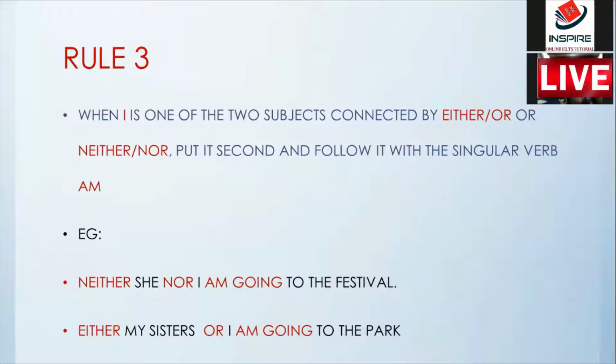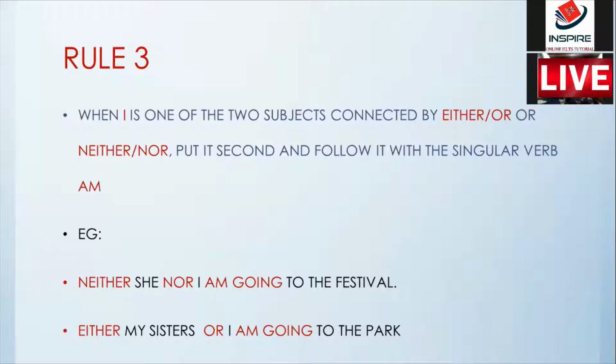If there are two subjects, they can be singular or plural, and one of the subjects is I and they are connected using either or neither nor. Here you can see in the second example, one of the subjects is plural and they are connected using either or, and one of the subjects is I. So I comes as the second subject and we have added a singular verb called am. Okay, is it clear?